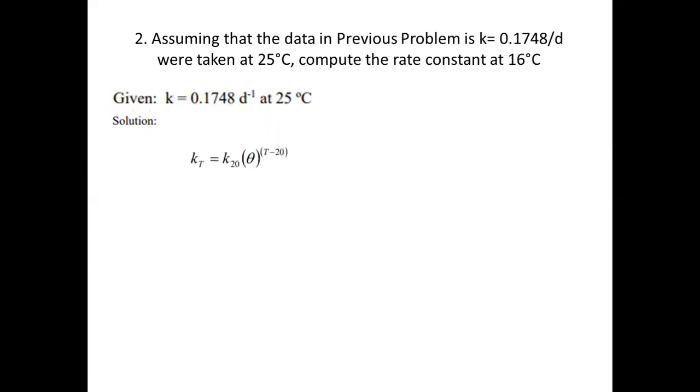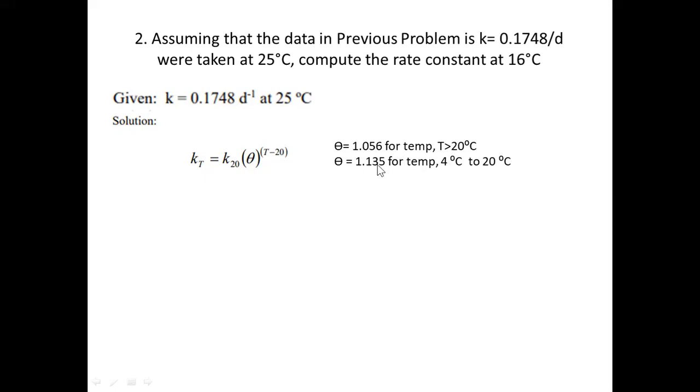We're going to use this formula. The rate constant of deoxygenation at any temperature T is equal to K20 multiplied by theta raised to T minus 20. Now, we have different values for our theta. Since our temperature is 25 degrees Celsius for this value of K, we're going to use theta at 1.056. This value is constant for temperatures greater than 20 degrees Celsius.